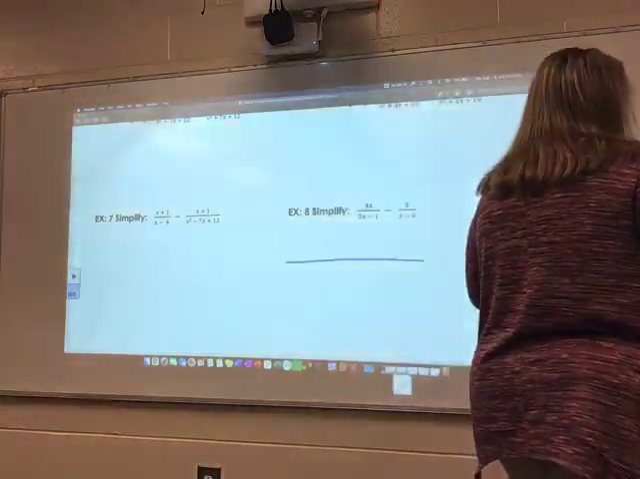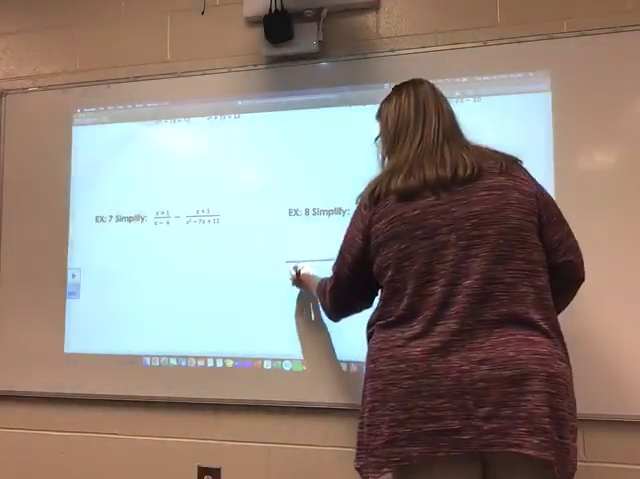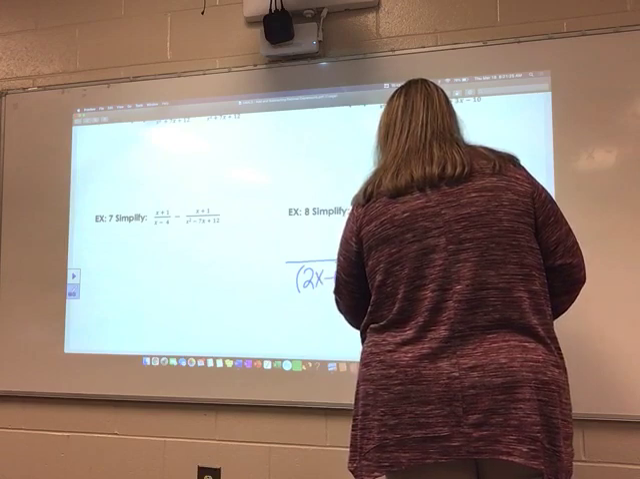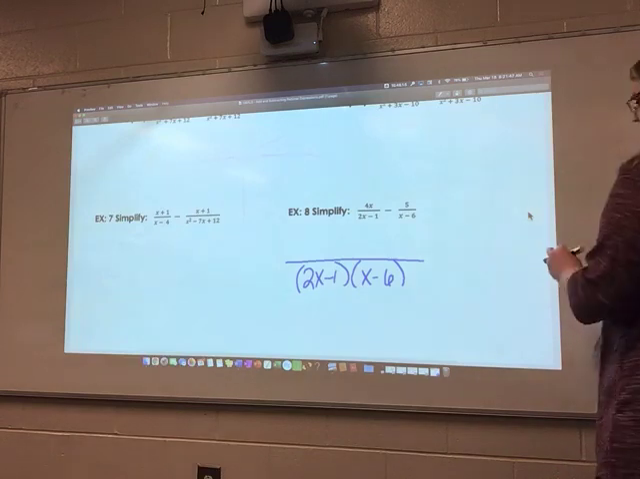Okay, remember we said that whenever our common denominators are like this, we always know it's the product of them, right? So 2x minus 1 and x minus 6. That's what my denominator is going to be. Now what number was that? The number was a little different because they were single terms, so it was a little bit easier to get those. These are expressions, so it's always going to be that.